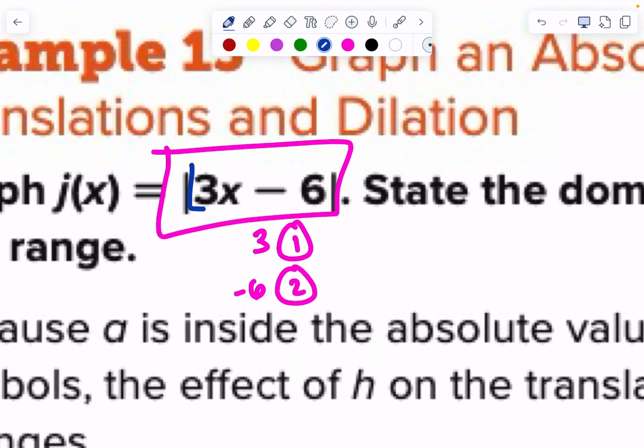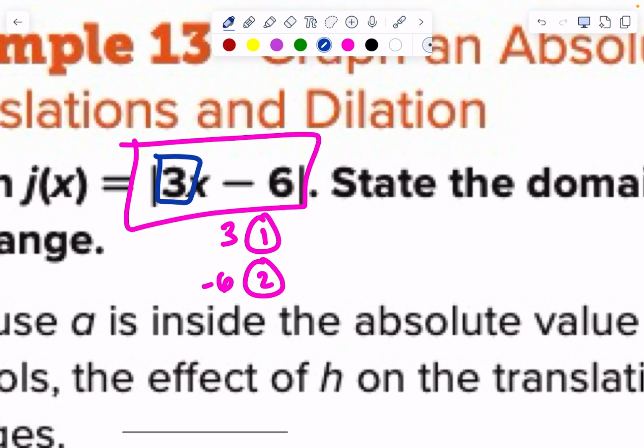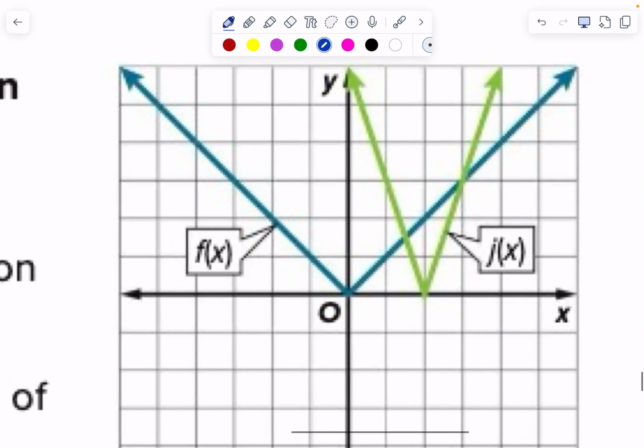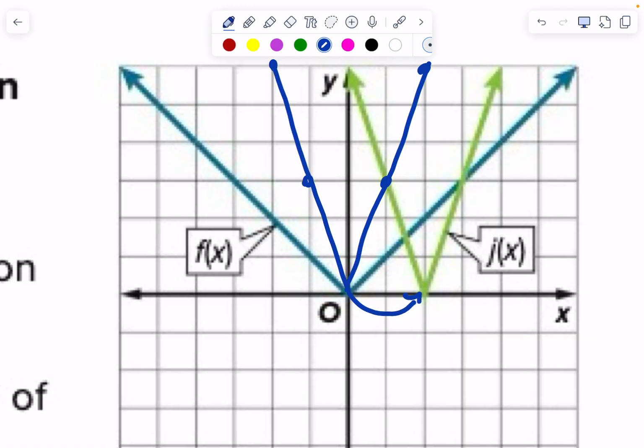The 3 is inside and he's being multiplied. So that means it's horizontal. What's the factor going to be? 1/3. We've got to flip it, so it is a compression. Horizontal compression. So I'm compressing him horizontally, which is going to make him taller, right? And then what's the minus 6 do? To the right 6. So I'm making him up 3 over 1, up 3 over 1. So this is what he looks like, right? But then I move him to the right.